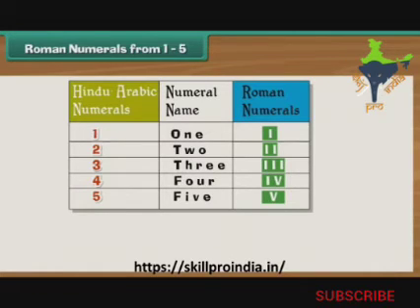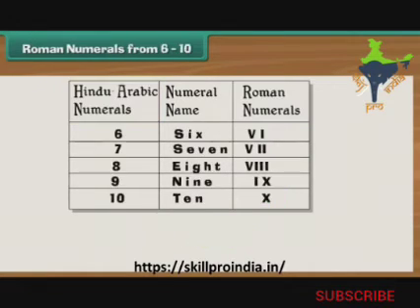As you have seen, V represents the numeral 5. 4 is 5 minus 1, hence it is expressed as IV. It means V minus I, that is 4. Therefore, whenever the Roman numeral I precedes another Roman numeral, it represents a number which is one less than the second Roman numeral. Roman numerals from 6 to 10.